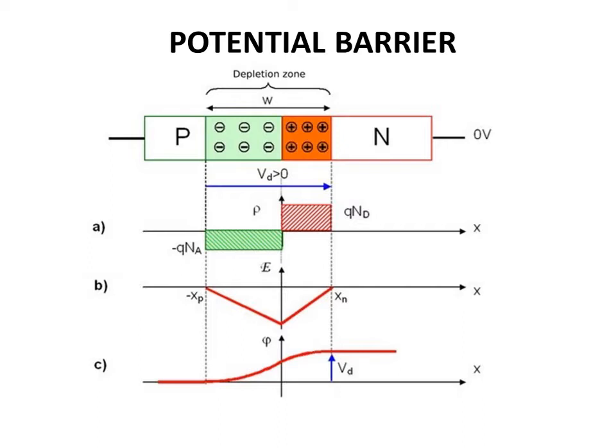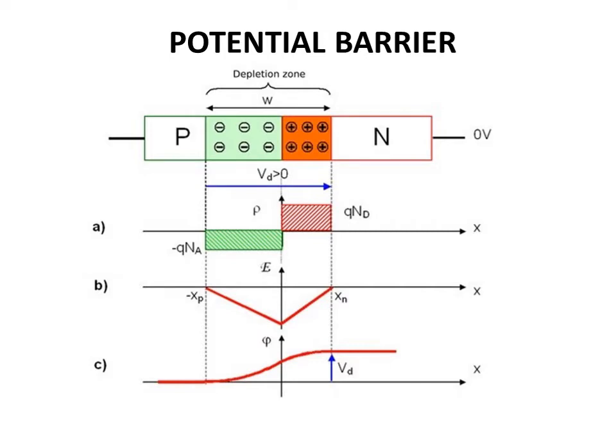And in between you have the depletion region, which does not carry any charge. So from the p region to the n region there is a gradual variation in potential, and that's the meaning of this graph in C. The blue arrow shown in graph C is represented as VD. It is the potential difference between the p region and the n region, and it is referred to as the potential barrier.